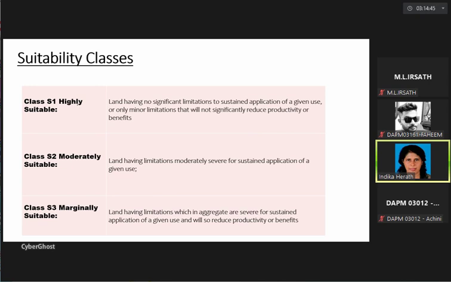So as previously mentioned, starting from number 1, 2, 3, 1 is the most suitable. We can't change it. We can't go the other way around, like 5 for the most suitable one. So what we do generally is S1 is suitability class 1, highly suitable. Suitability class 2 is moderate, and suitability class 3 is marginal. Likewise, you can have different classes.